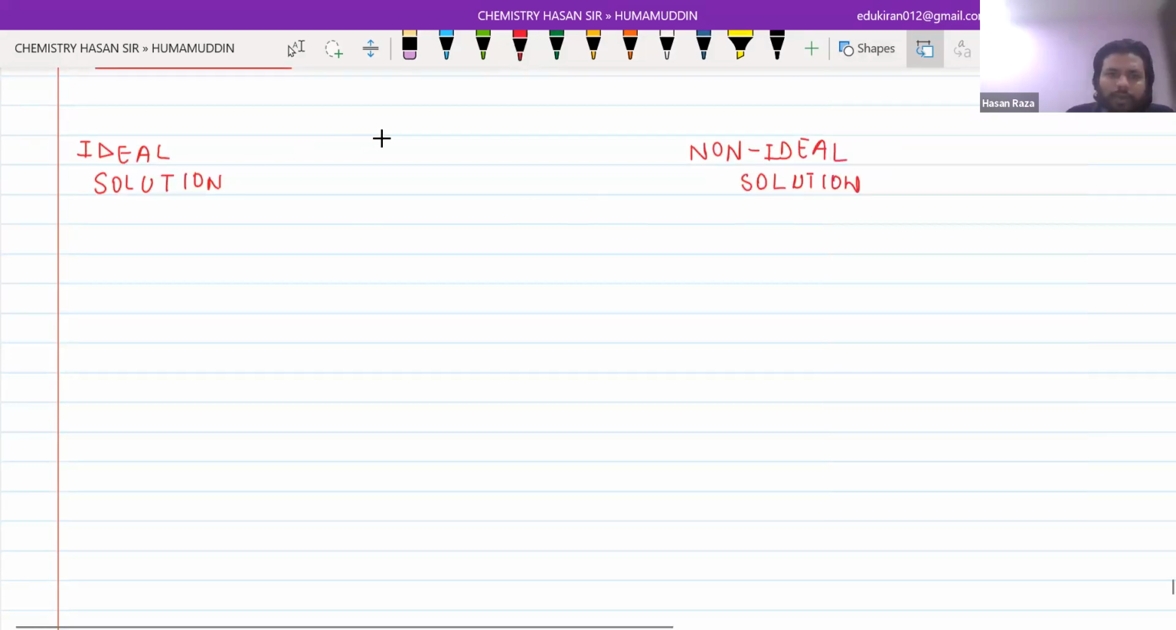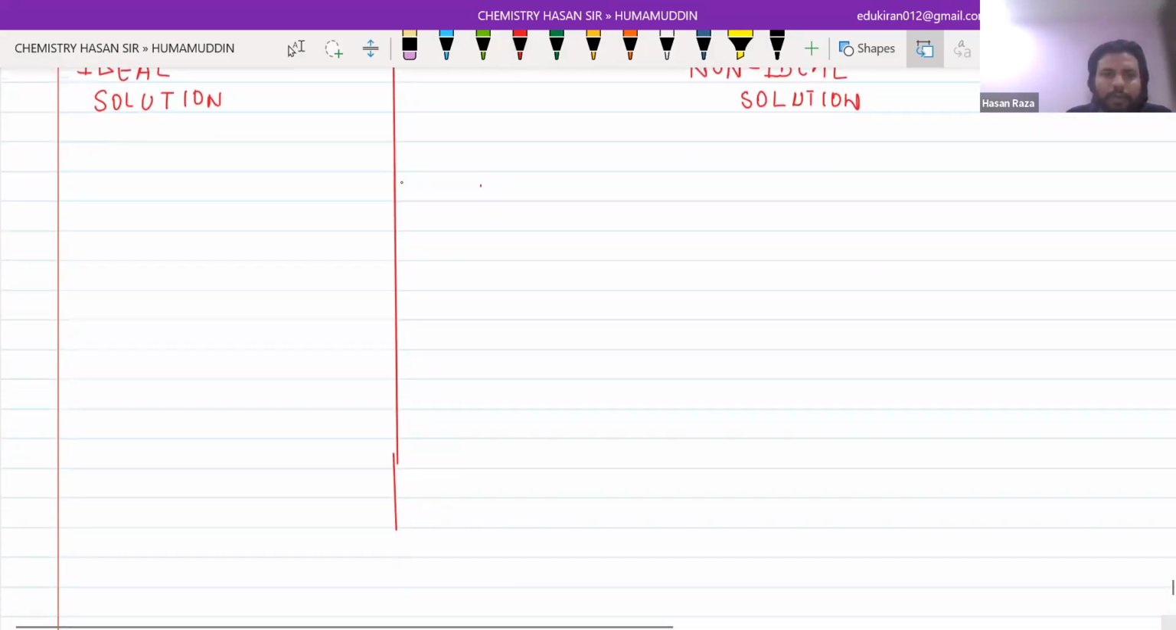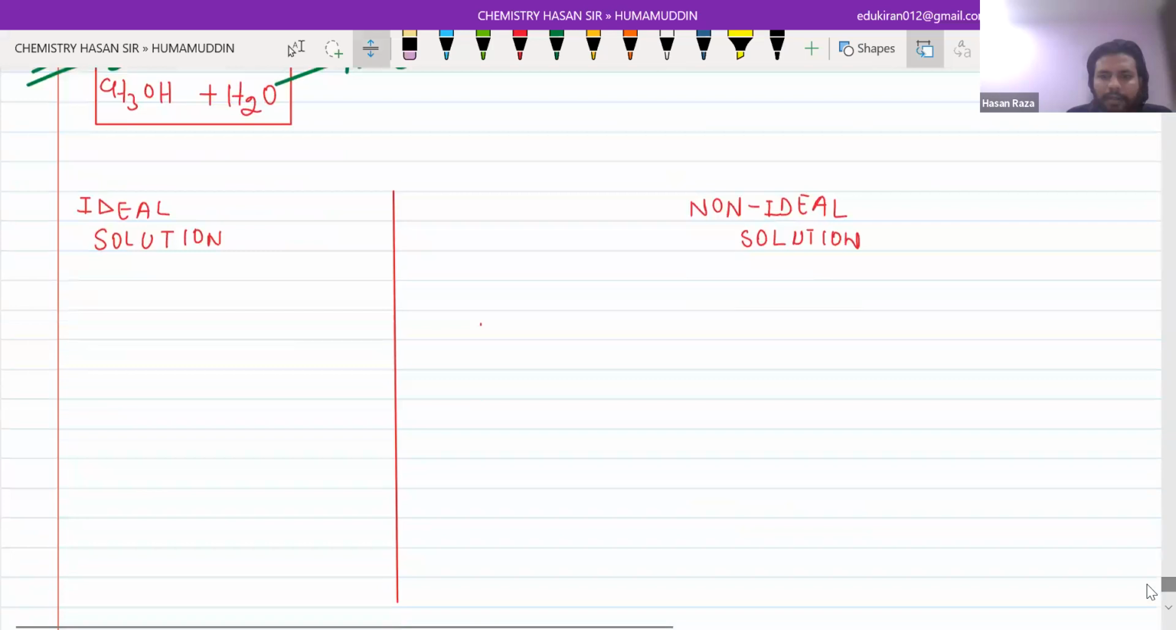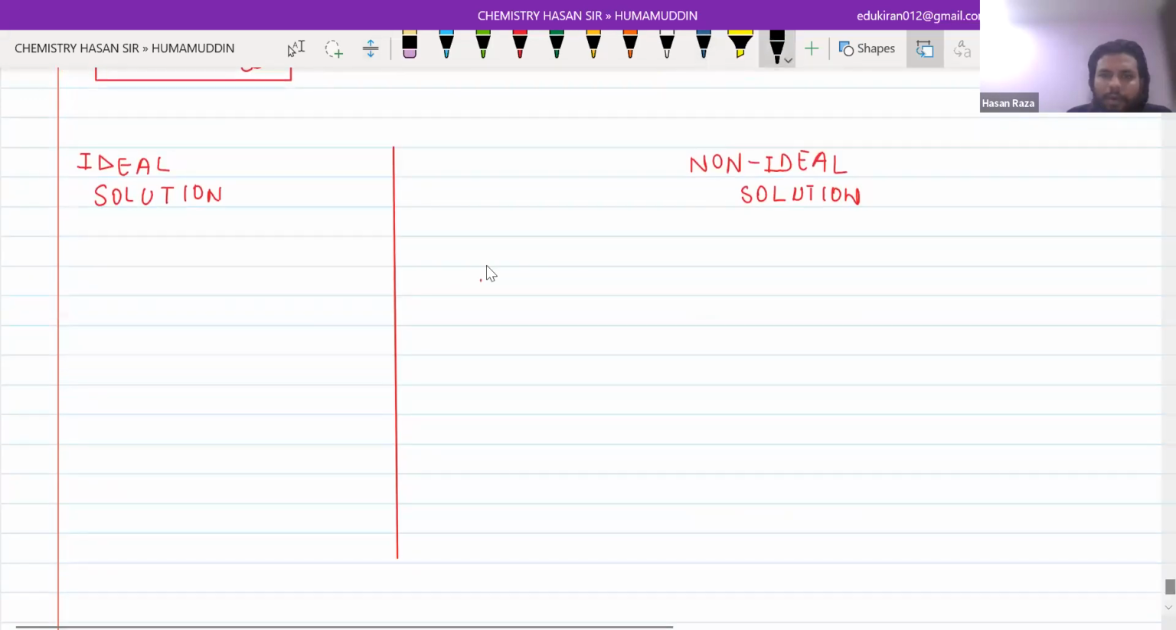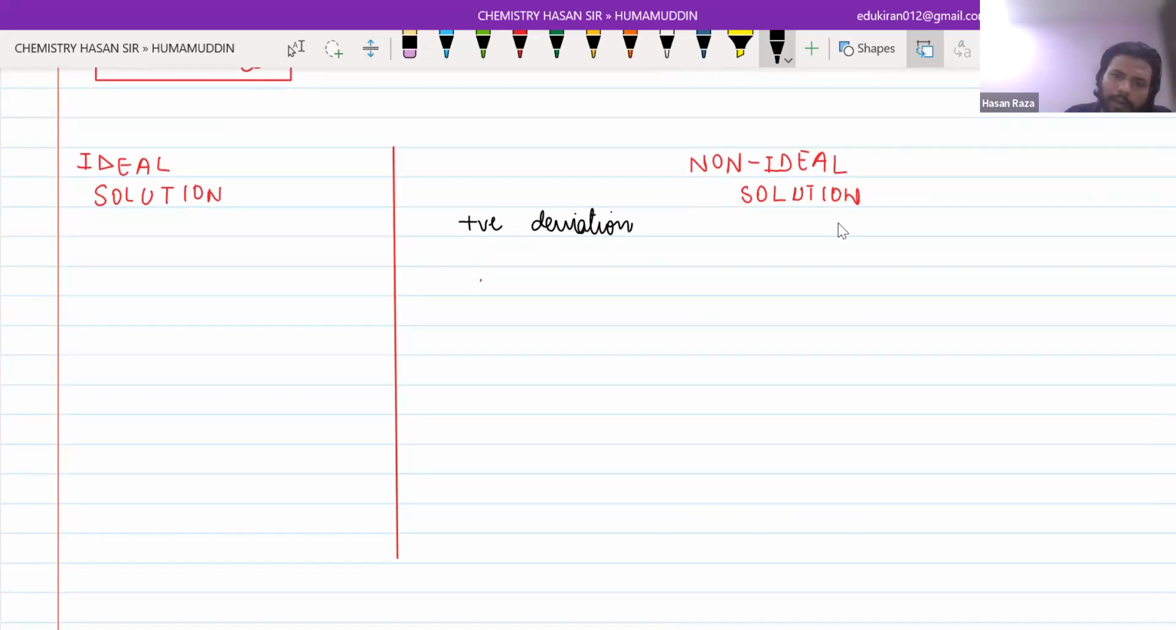Now, what I'm going to do is very simple. So this is it. Okay. And this part again will be divided into two parts: positive deviation and negative deviation. Now, which solution will show positive deviation and which solution will show negative deviation?